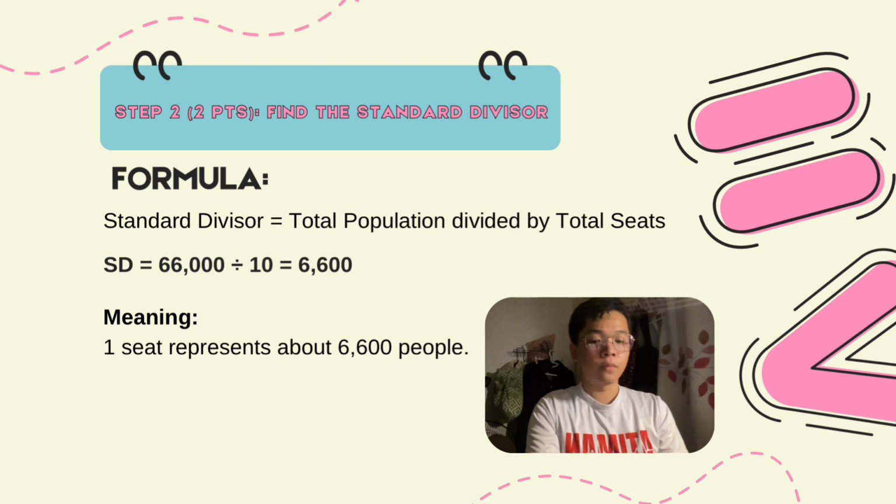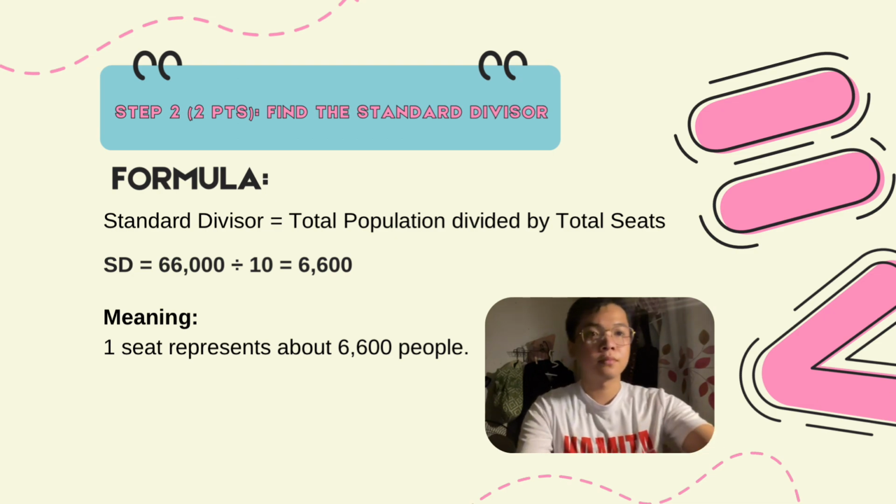Next is step 2. Find the standard divisor. So we have a formula that we follow. The formula is standard divisor equals total population over total seats. So SD equals 66,000, which is our total, divided by 10, equals 6,600. Meaning, one seat represents about 6,600 people. And next is step 3, which Miano will explain.